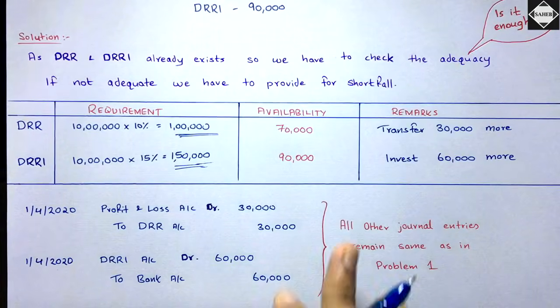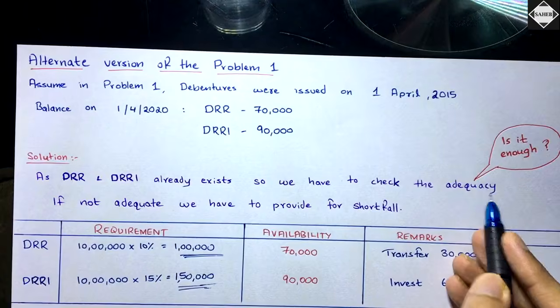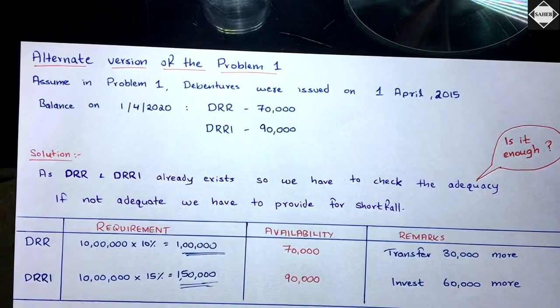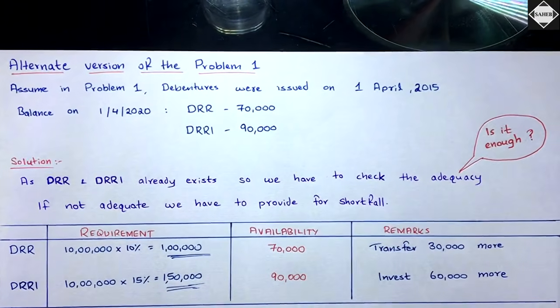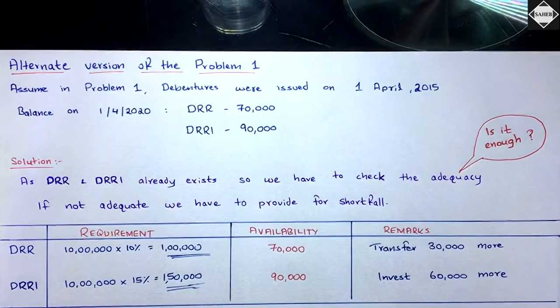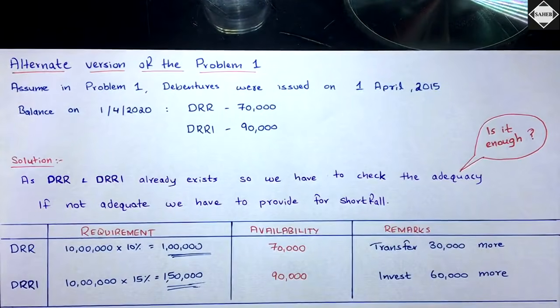Whenever you get a question where they already give you existing DRR and DRRI, then you have to check the adequacy. Is it enough? If not enough, then we have to provide for the shortfall, for the deficiency. Is that okay? So this was a simple concept I had to explain to you. Easy, you understood this, right? It's not a big deal, it's very simple. Just provide for the balance, that's all.